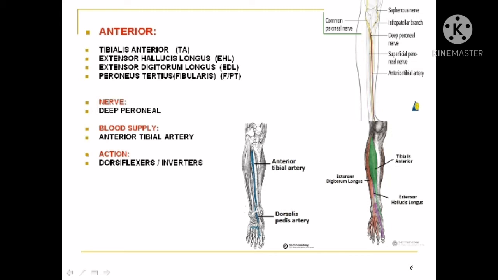This compartment is supplied by the deep peroneal nerve. Its blood supply is from the anterior tibial artery, and its actions are the dorsiflexion and inversion of the foot.